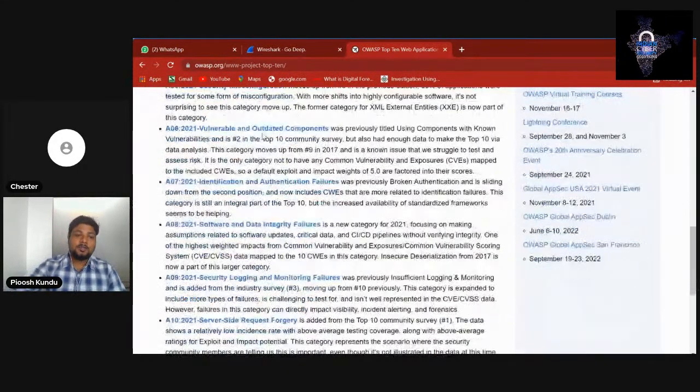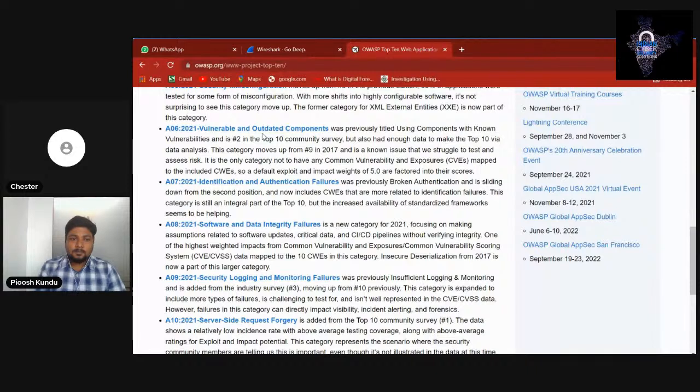In the sixth position in 2021, vulnerable and outdated components are reported by the OWASP Top 10, previously entitled using components with known vulnerabilities. It was in the Top 10 community survey, but also had enough data to make the Top 10 via data analysis. This category moved up to ninth in 2017 and is a known issue that struggles to be tested and to assess the risks.